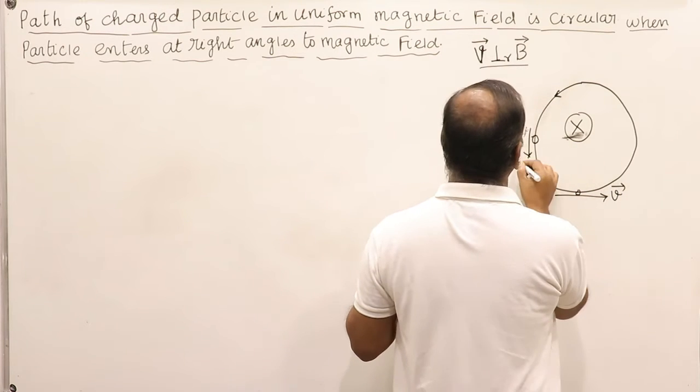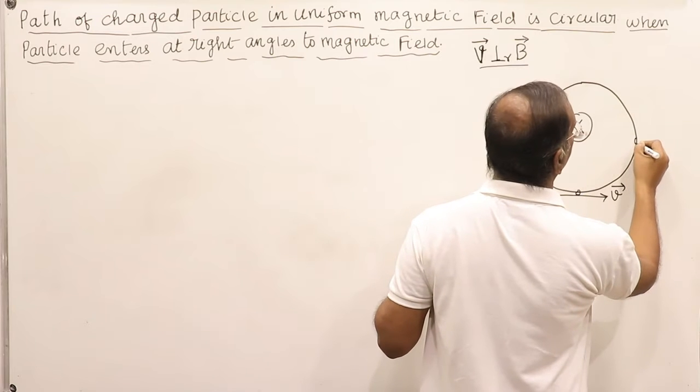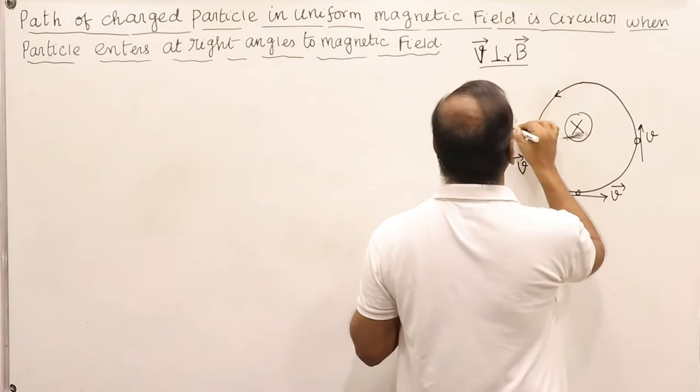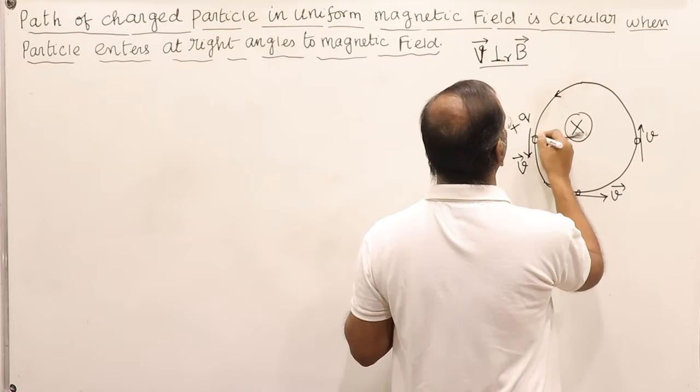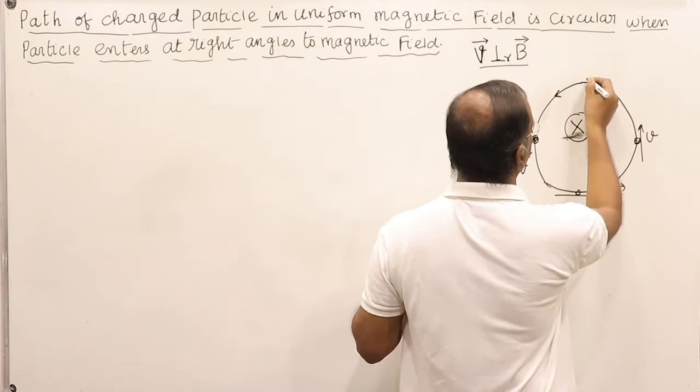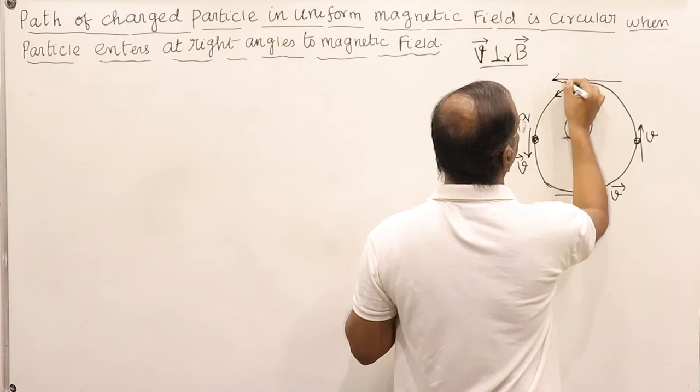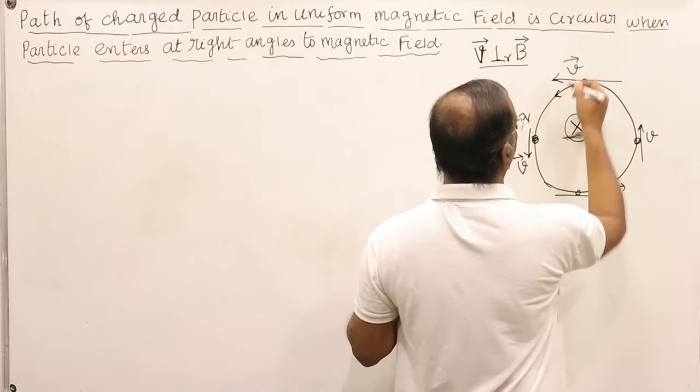This is the linear velocity of the charge. The charge is moving like this. Here also, along this, draw the tangent that gives the linear velocity of the particle.